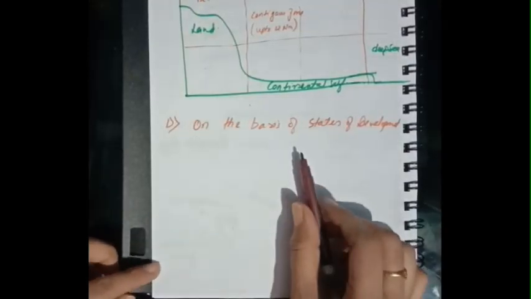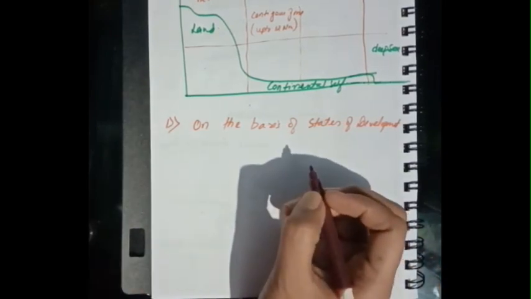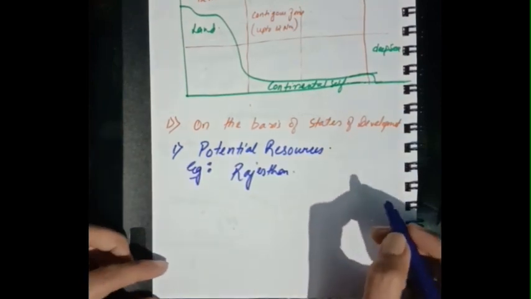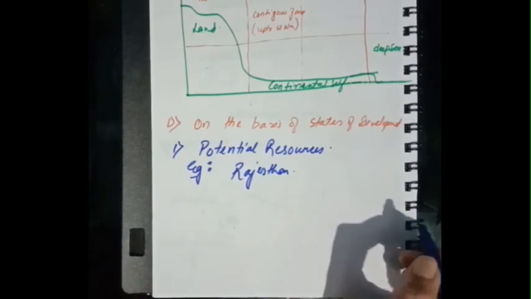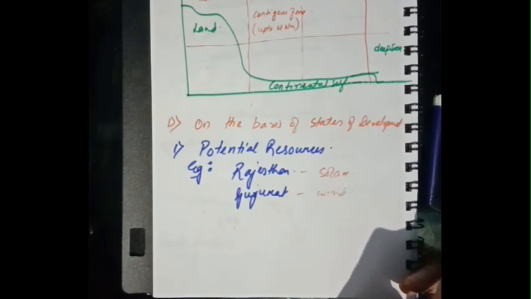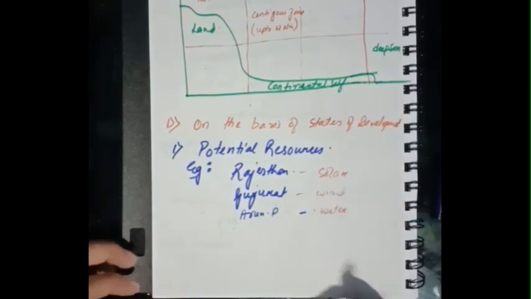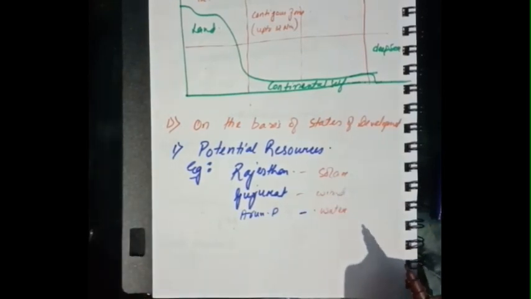The last type of division of resources on the basis of states of development is as follows. First is potential resources. These are those resources which are available but we are unable to use. For example, Rajasthan has huge solar energy but it is not utilized on a large scale. Likewise, Gujarat has huge wind energy but it is also not used on a large scale. Also, Arunachal Pradesh in the Northeast has large water capacity, but the water of that area is not utilized on a large scale.